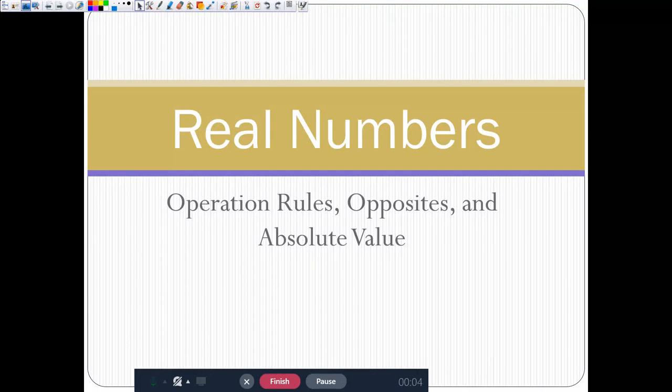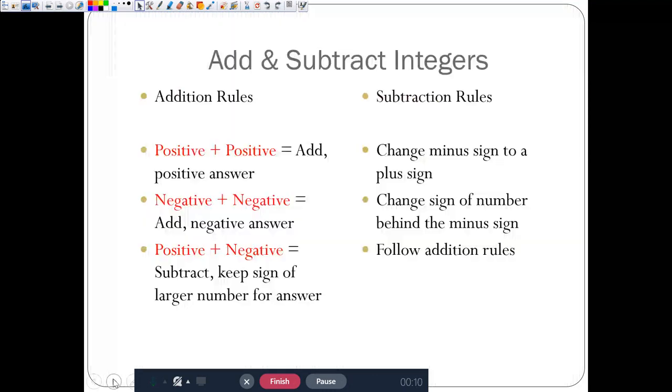Real numbers, operation rules, opposites, and absolute values. Adding and subtracting integers. Addition rules.